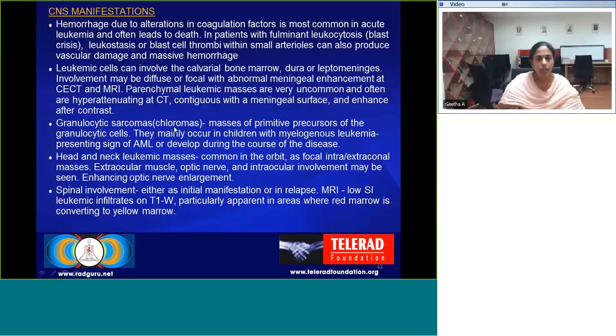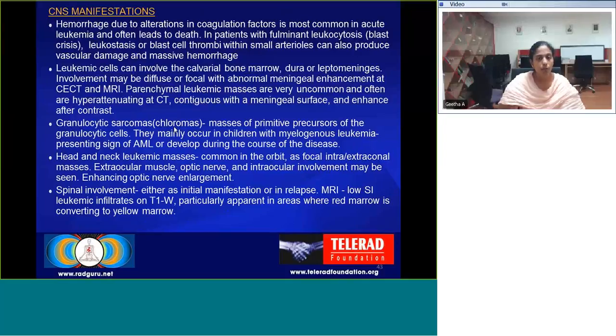CNS manifestations include hemorrhage due to alterations in the coagulation factor, which is most common in acute leukemia and often leads to death. Patients with fulminant leukocytosis, that is blast crisis, leukostasis, or blast cell thrombi within the small arterioles, can produce vascular damage and massive hemorrhage. Leukemic cells can also involve the calvarial bone marrow, dura, and leptomeninges.